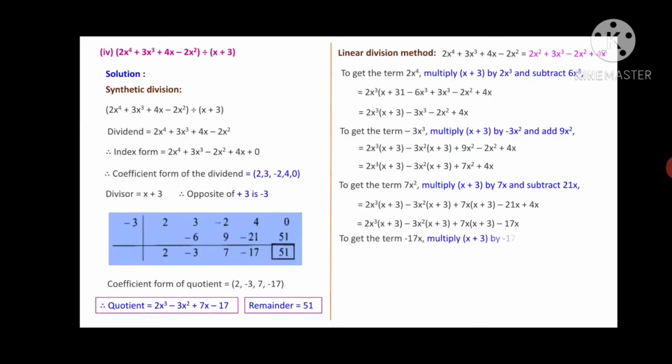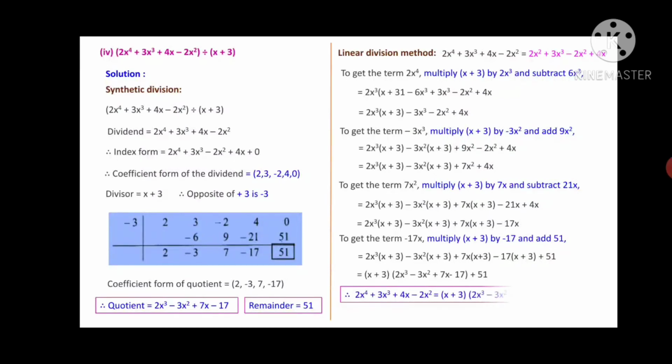To get the term minus 17x, multiply x plus 3 by minus 17 and add 51. So what you get is 2x cube into bracket x plus 3 minus 3x square into x plus 3 plus 7x into x plus 3 minus 17 into x plus 3 plus 51. So friends, you can write here x plus 3 as a common factor in one bracket, and in another bracket 2x cube minus 3x square plus 7x minus 17, plus 51.